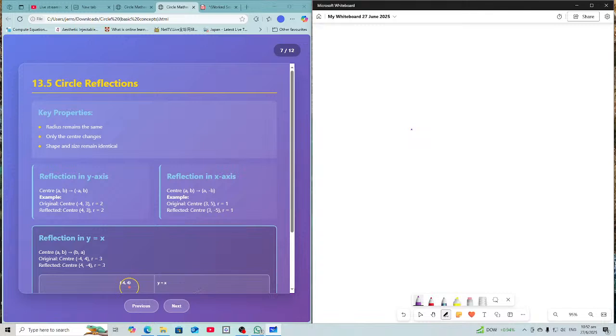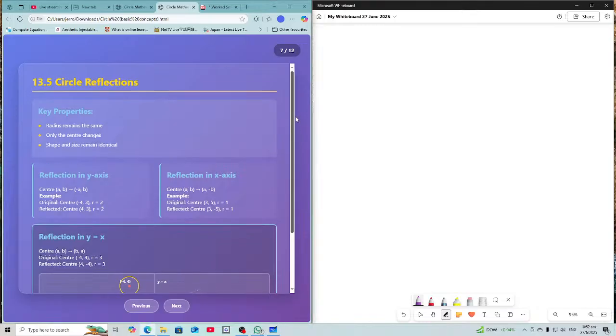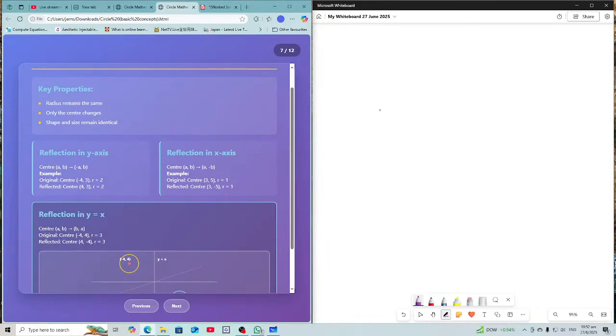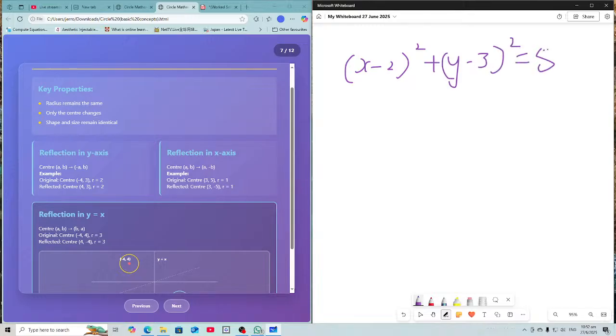So we must understand something, or rather I should say, what will not change. So obviously, when you have a circle reflection, the radius doesn't change because it is still the same circle, you see. So please bear in mind that if, let's say, you have a formula already, or rather the equation of a circle, that is something like that already. Okay, let me just write this down.